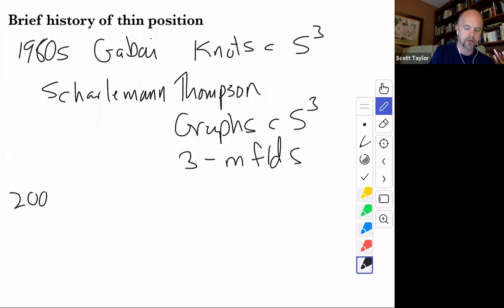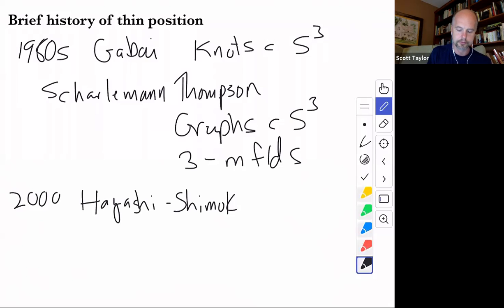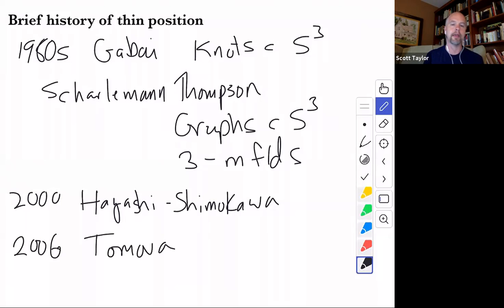In 2001, Hayashi and Shimokawa combined Gabai's thin position for knots with Scharlemann-Thompson's thin position for 3 manifolds, and really thought about things in terms of handle structures. They never had a knot running through the core of a one handle. That idea was introduced in 2006 by Tomova, and then the version I'm describing here is due to Maggie and me a few years ago.